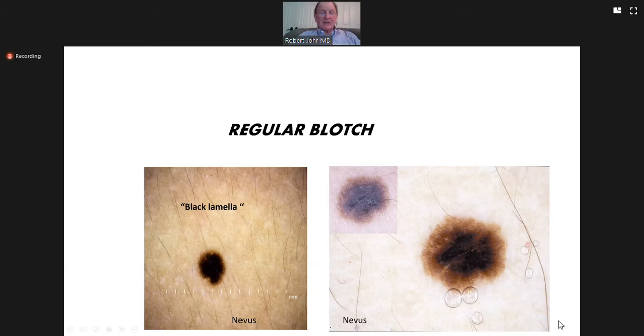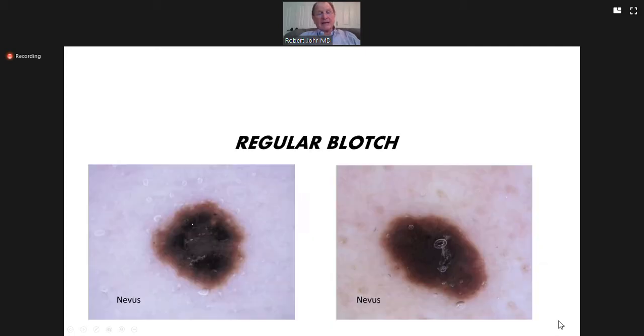Bigger than dots and bigger than globules are blotches, and they can be regular or irregular. Here we have a regular blotch, dark color filling most of the lesion. If you see, typically in younger people, a little mole with a very shiny black color, this could be what we call the black lamella, which represents pigmented parakeratosis, and you can scotch tape that away. And here we have another example of a regular blotch, which is uniform dark color filling most of the lesion.